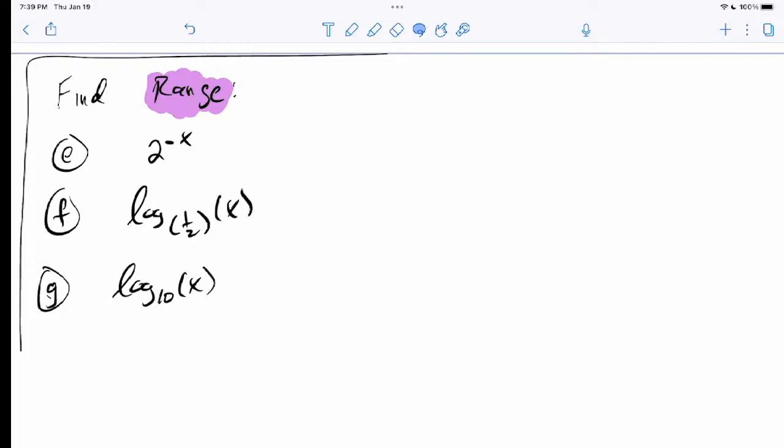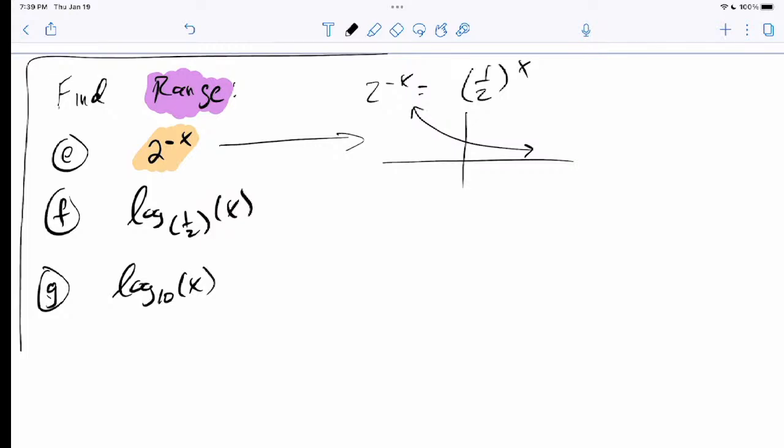Sure. So this part E here, we're taking a look here. They want 2 to the negative x. They're looking for range. So with something like this, I'm going to want to sketch this. I just talked about 2 to the negative x is the same thing as 1/2 to the x. So it's an exponential decay. It's going to look like that. So the range of this function, where does it go? It gets as low as 0 and goes to infinity. So the range is from 0 to infinity. And notice I have open brackets on the 0 because that has a horizontal asymptote at 0.